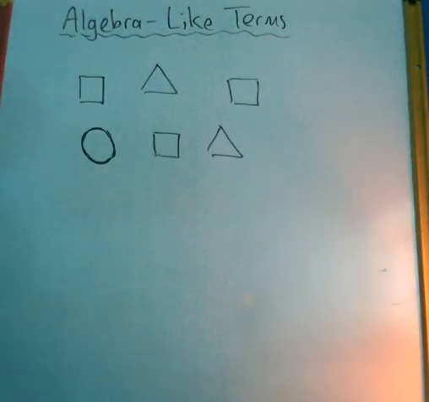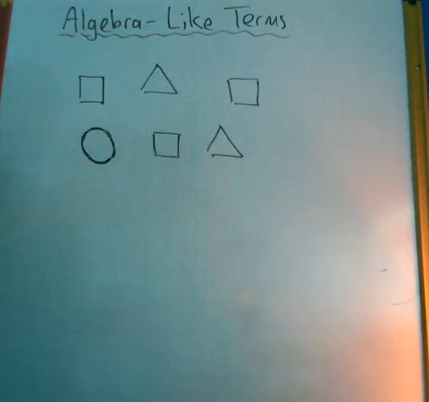In this video we are going to be looking at one of the topics in algebra called like terms, sometimes called simplifying. Essentially, algebra is a language, and sometimes it helps to think about algebra in terms of how you would say a sentence in English.